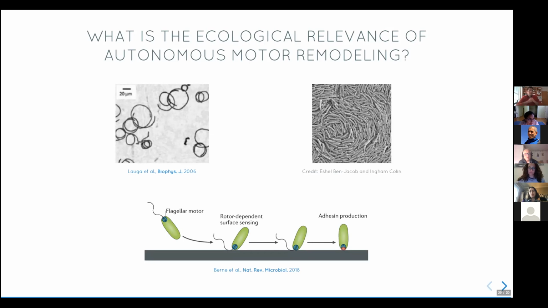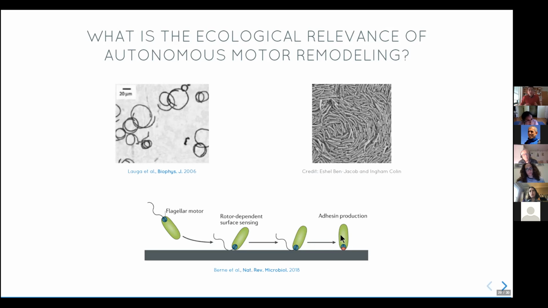And the final part of this story is that the motor most likely participates in surface sensing before biofilm formation. For example, when free swimming cells interact with surfaces, they somehow sense the presence of the surface, and oftentimes they decide to settle down and form biofilms.